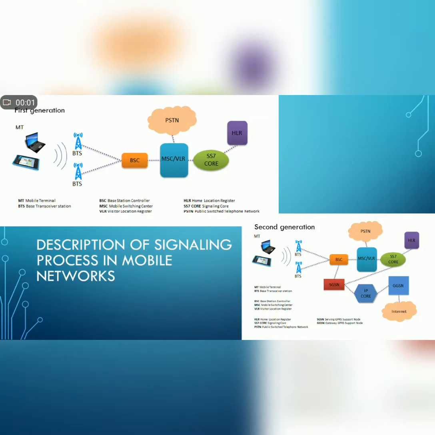Also, in these two diagrams, we can see the architecture for the first generation and second generation. As we can notice, the first generation architecture was also present on the second generation, but in the second generation, with GPRS, another arm and connection to the core was added. This arm was the serving GPRS support node. This one was connected to the IP core, and as we can see, it connected to the Internet at the final point.